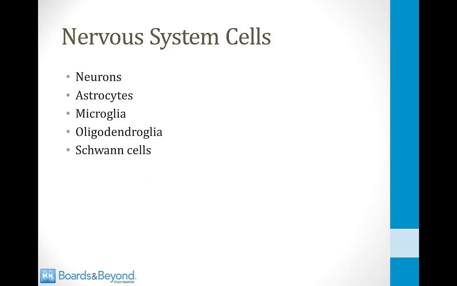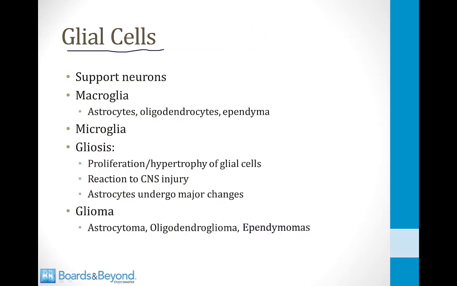There are 5 cell types in the nervous system that you should be aware of, and the first cell type is the neurons, and these are obviously the most important. They are the ones that send out electrical signals to tell our body to conduct actions. Other cells that support the neurons are astrocytes, microglia, oligodendroglia, and Schwann cells, and we'll talk about all of these in this module.